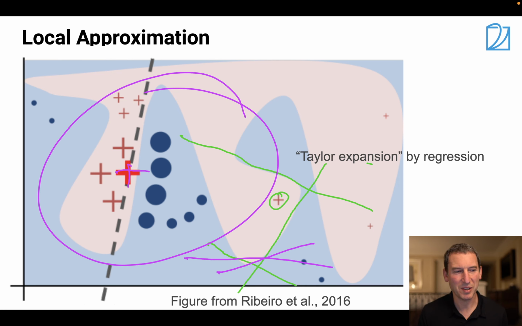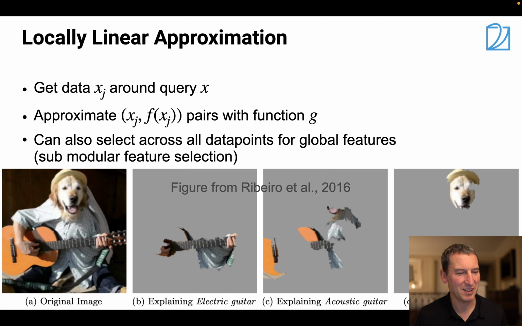And this actually works rather beautifully, or at least it does so on the examples that Ribeiro et al. had in their KDD paper from 2016. They actually got a best paper prize for that. Basically they start out with some original image, and this is a Labrador playing the guitar, and it's an acoustic guitar. And this is essentially early deep learning.